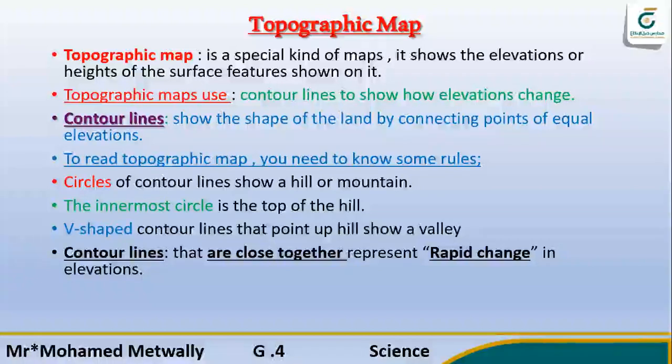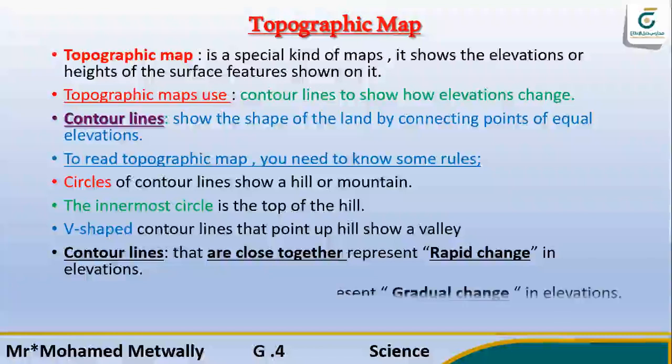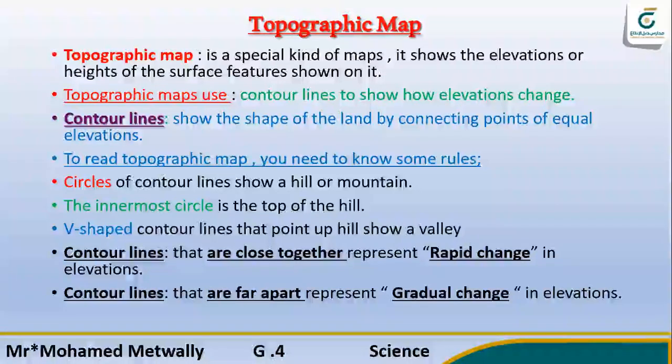So chapter 6, all of chapter 6, is Earth's patterns. So we are talking about the science of the Earth. We need to know more about the Earth, and it will be easy to understand our lesson because our lesson is related to these points as well. If I see contour lines far apart, this represents gradual change in elevation.